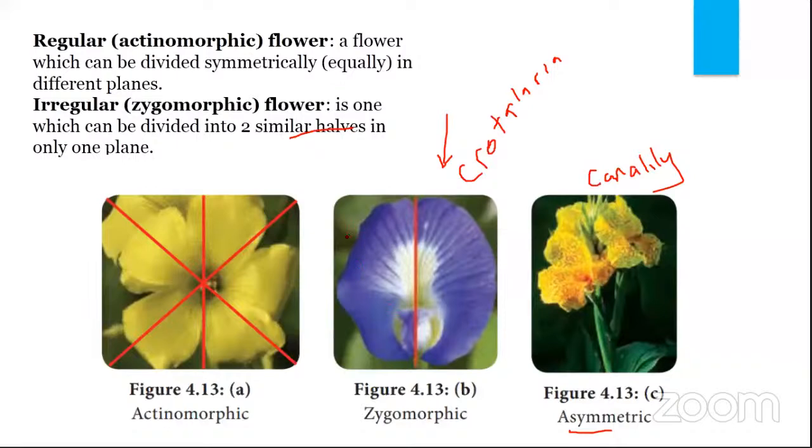Okay, so I hope you've been able to understand, like there are some flowers which can be divided to get equal halves, like this one and this one, one and two. Then there are some flowers that you cannot divide to get equal halves, like the one of canna lily here. But those that can be divided once and you get equal halves are the zygomorphic, or the irregular. And those that you can divide in many planes and get equal halves are the actinomorphic, the regular. I hope I'm not confusing myself.